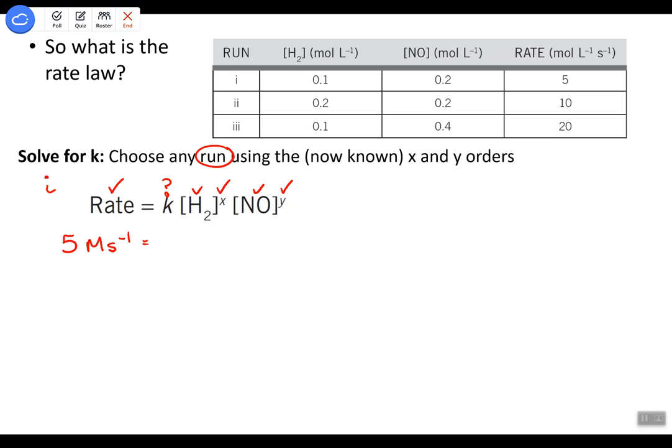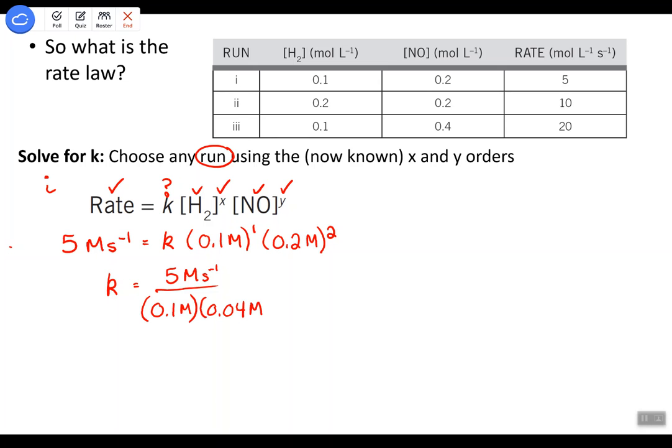Now, when we're solving for specific rate constant, we do have to keep track of our units because it matters. So I've carefully plugged my data into this rate law. I want to isolate for k, so I'm going to rearrange and show you how I solve for k while I keep track of my units. So I divided both sides by 0.1 times 0.2 squared. 0.2 squared gives me 0.04.